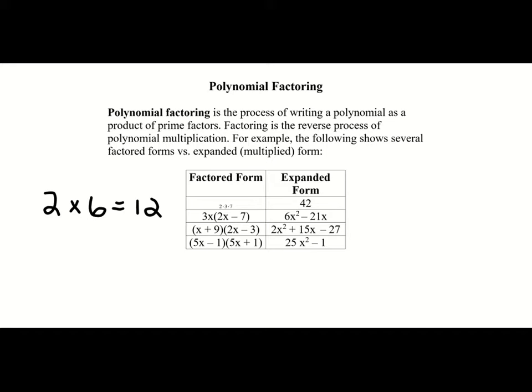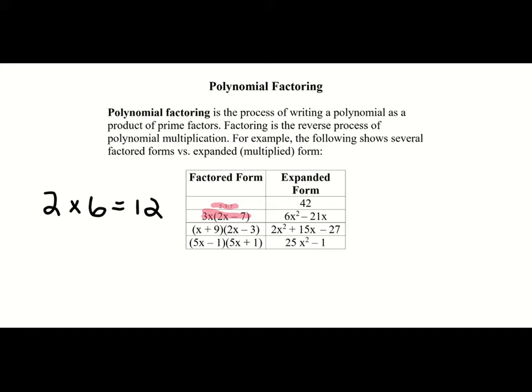Here you can see we have several examples. Here, I don't know why it's so small, but we have 2 times 3 times 7. That's the factored form of 42. 3x times the quantity of 2x minus 7 is the same as 6x squared minus 21x. And again, this is the factored form. It's the form that we have before the 3x is distributed.